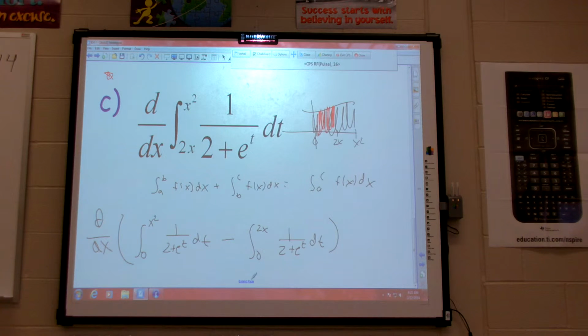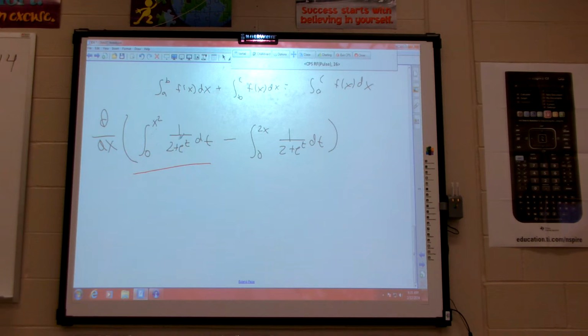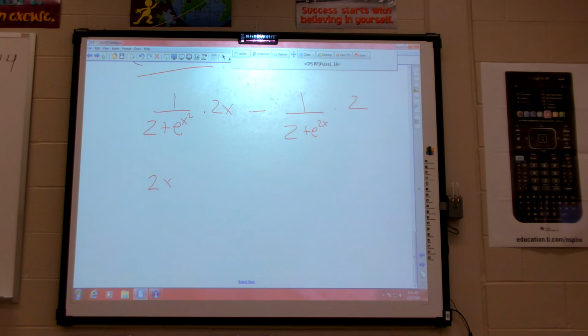Now from here, this is just the FTC, but be careful, chain rule involved. So first we plug it in, but then you better multiply by its derivative. What's the derivative of that? 2x. On this one, we plug it in. And what's the derivative up there? 2. Anything other than x, you're doing the chain rule. So let's clean that up a little bit. Let's just leave it: 2x over (2 plus e to the x squared), minus 2 over (2 plus e to the 2x).